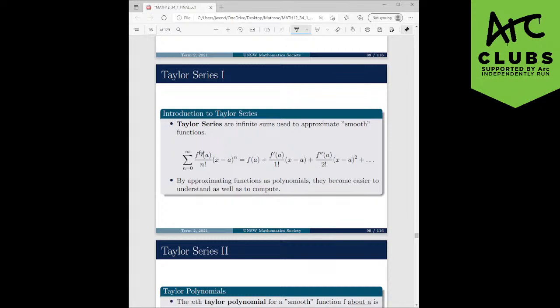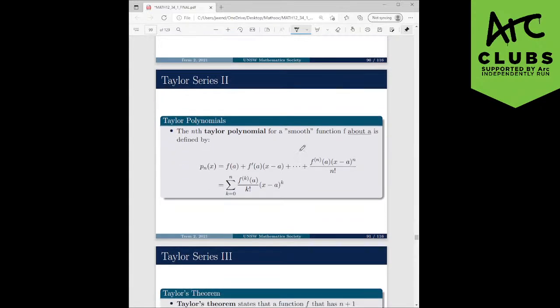n. Okay, so the nth derivative of f evaluated at a over n factorial times x minus a to the power of n. That's the general term of your Taylor series, and you can see it's expanded to the right there. You sub in n is 0, you sub in n is 1, you get all these terms popping out. It's an infinite sum here. You can see it goes from 0 to infinity.